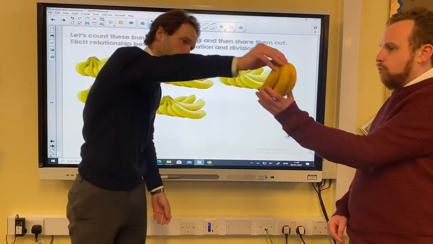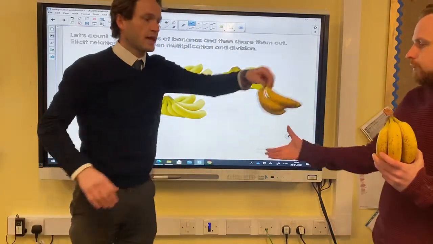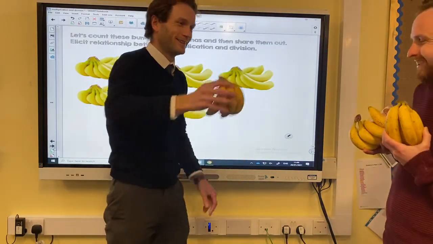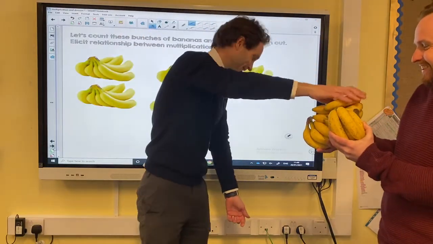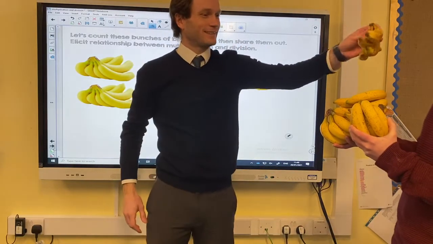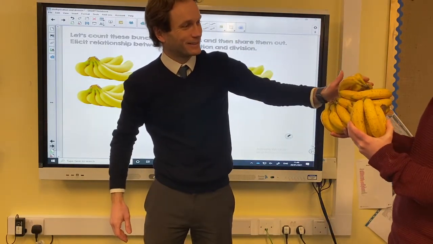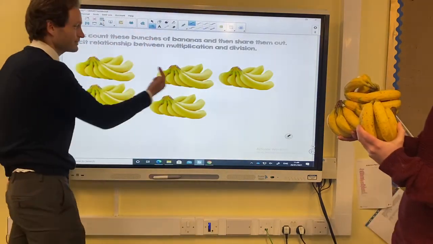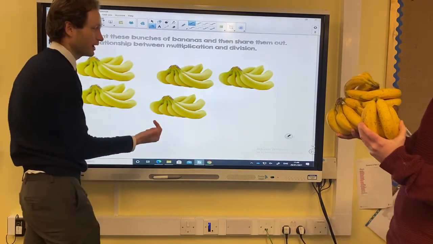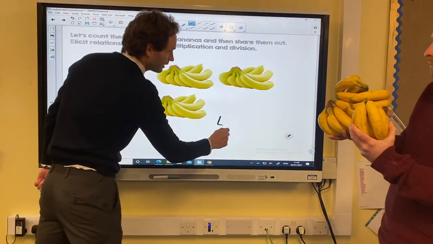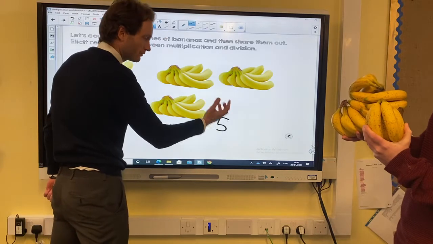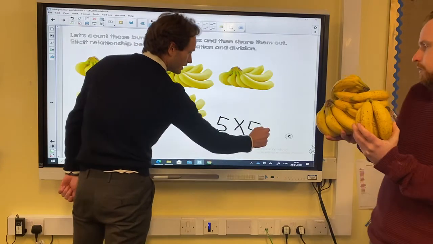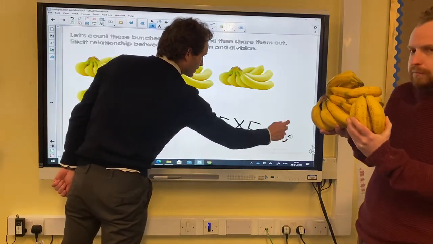Okay, so 5, 10, 15, 20, 25. I'm currently holding 25 bananas here. And I've got a picture here, so 5, 10, 15, 20, 25. I've got 5 bunches of bananas, and each bunch has 5 individual bananas. 5 times 5 is 25, because I've got 25 bananas in total.